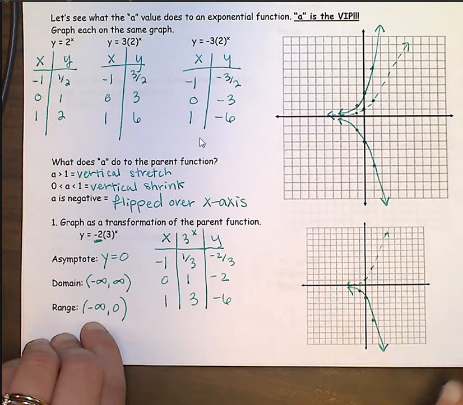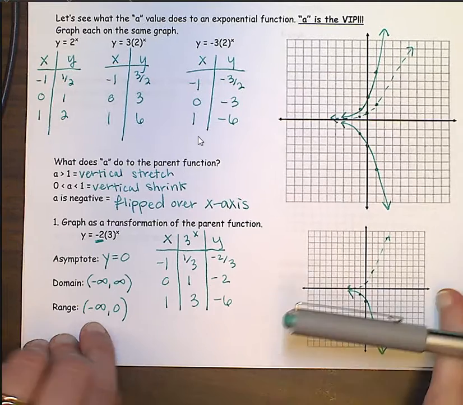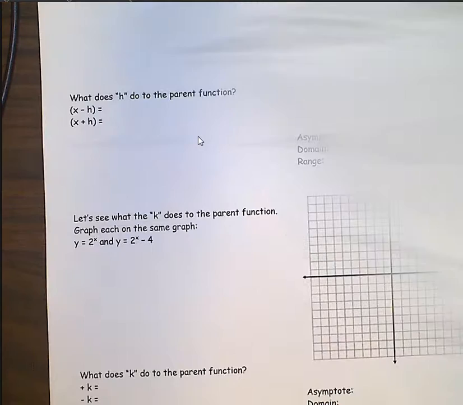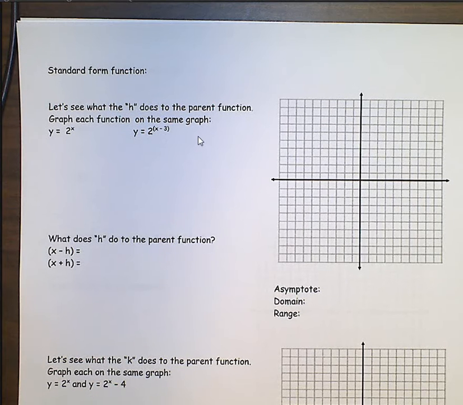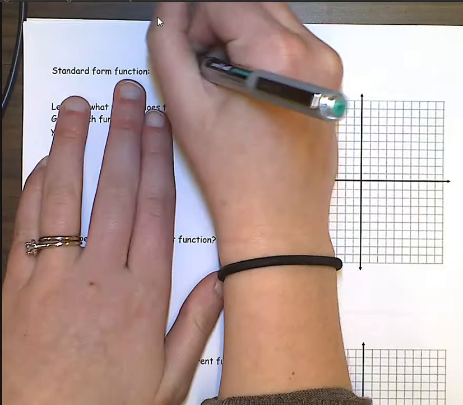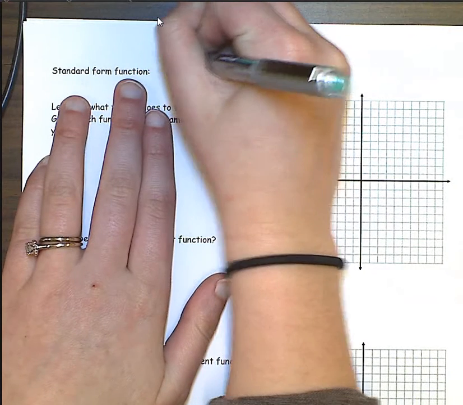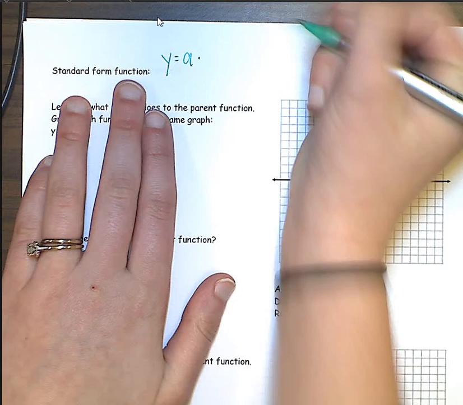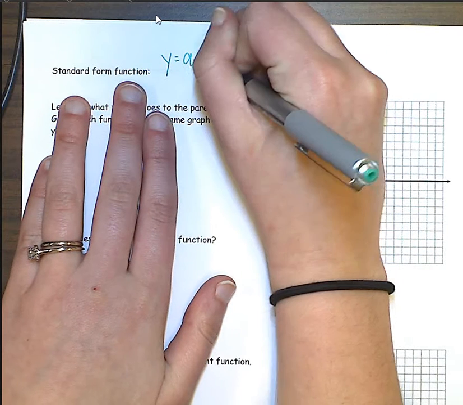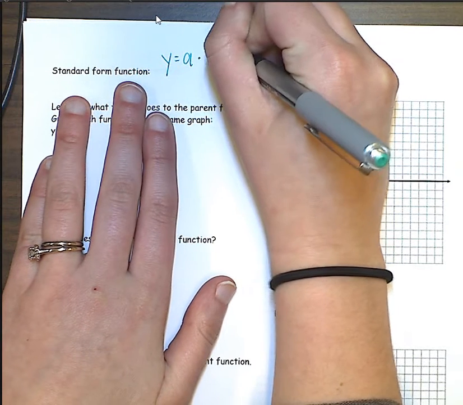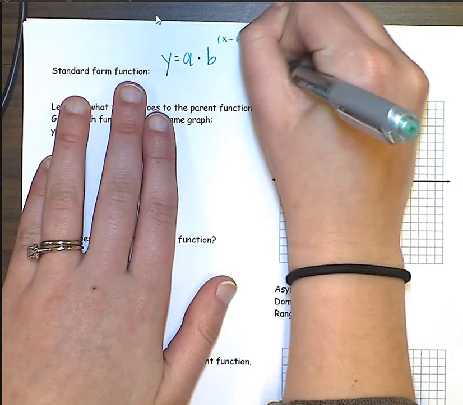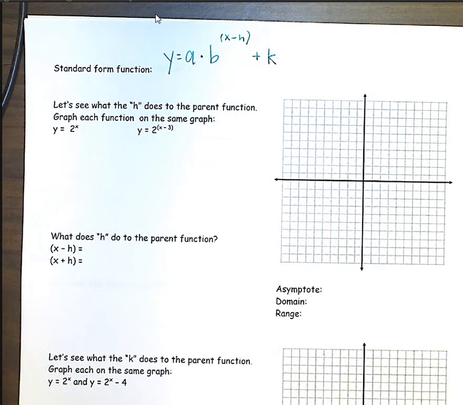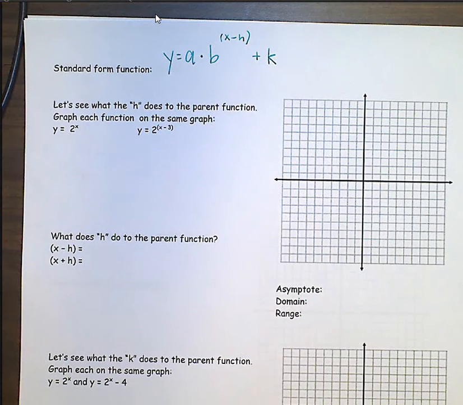Alrighty. Make sure you have everything on this page and turn to the next. So we're going to start with our standard form of an exponential function. We already talked about y = a times b to the x. We're going to add a little bit to this and say y = a times b to the x minus h, and on the end, we're going to put plus k.